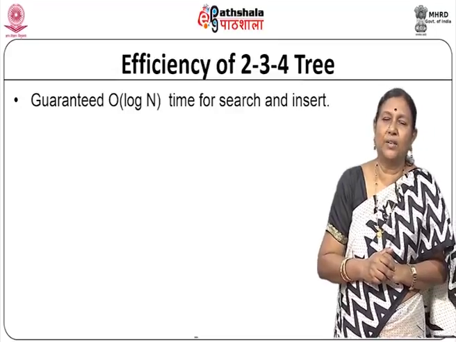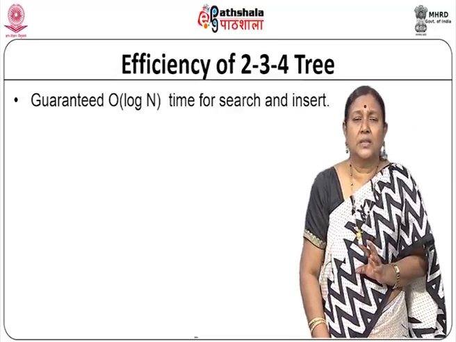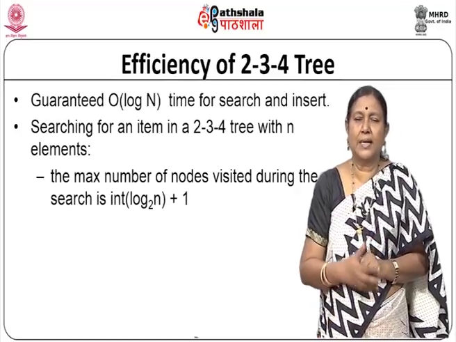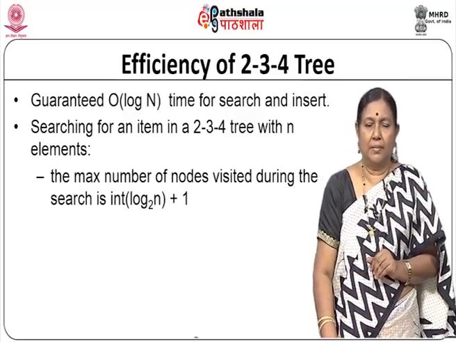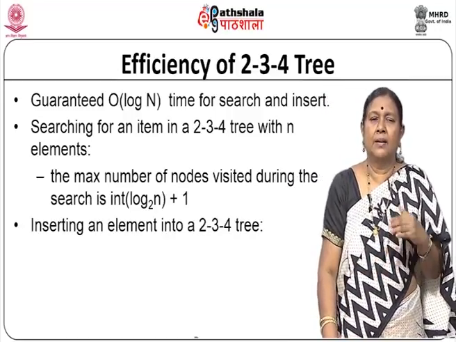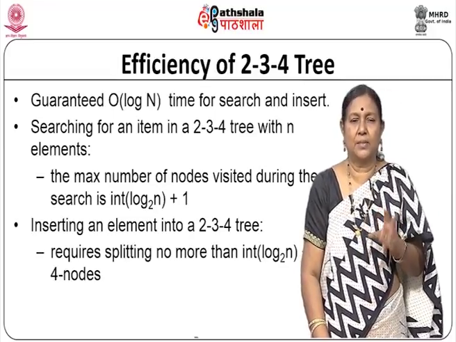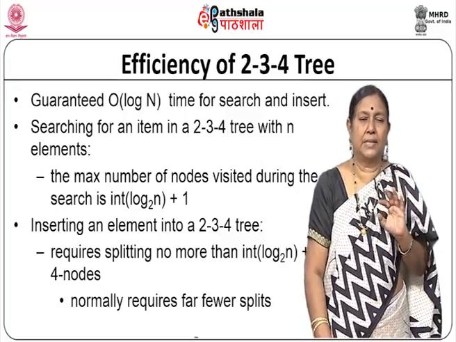So, it is guaranteed of the order of log n time for search and insert, very important. Searching for an item in a 2, 3, 4 tree with n elements, the maximum number of nodes visited during the search is of the order of log n plus 1. Inserting an element into a 2, 3, 4 tree requires splitting no more than log n plus 1 4-nodes and normally requires far fewer splits.